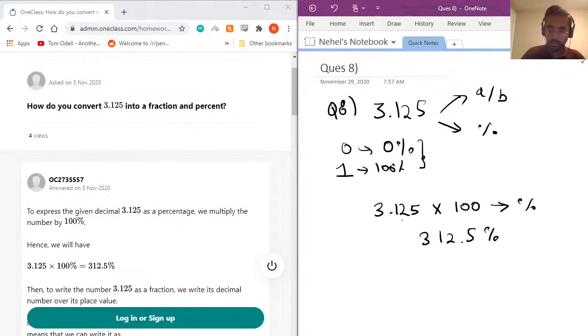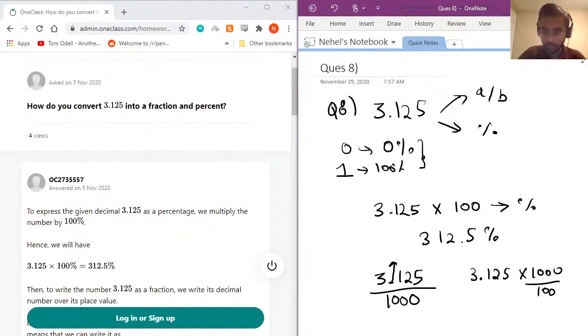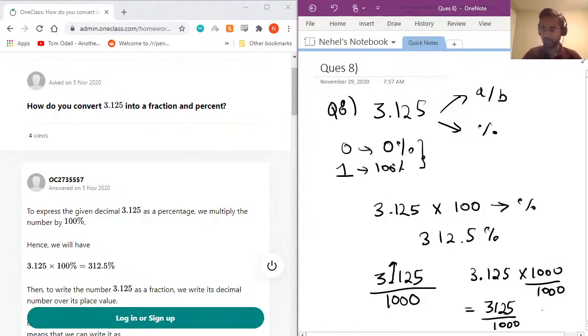Okay, and then for the fraction, the way I usually do fraction questions is I look at the decimal and I get rid of the decimal. So if I get rid of this decimal, since there were 3 terms behind the decimal, we would have to divide by 1000. Or the other way of looking at it is if I multiply and divide this expression by 1000, we would be left with 3125 divided by 1000.